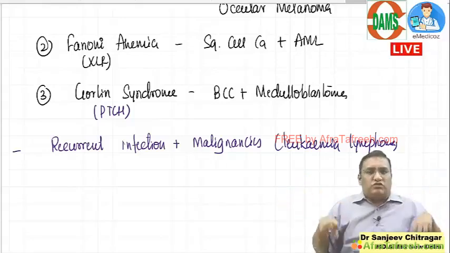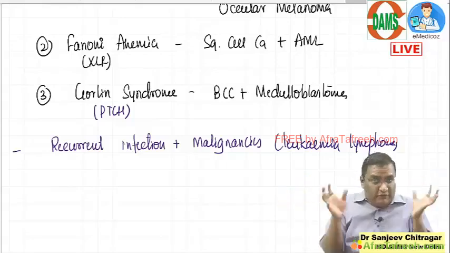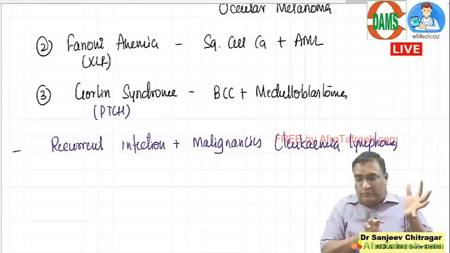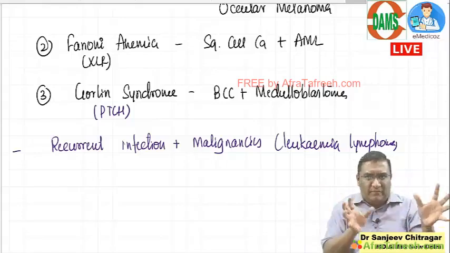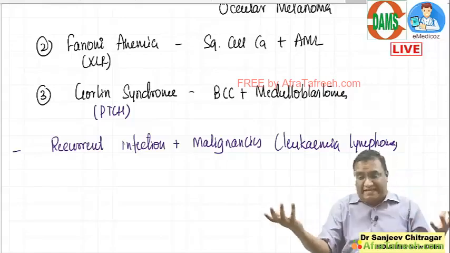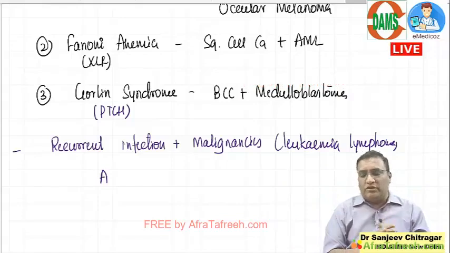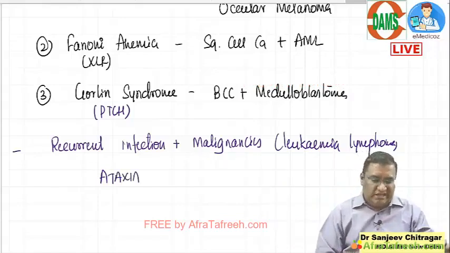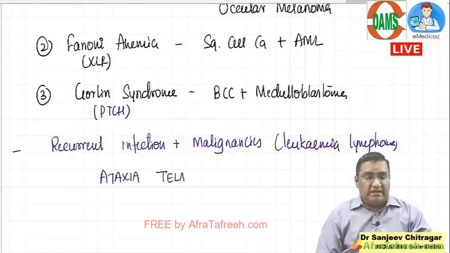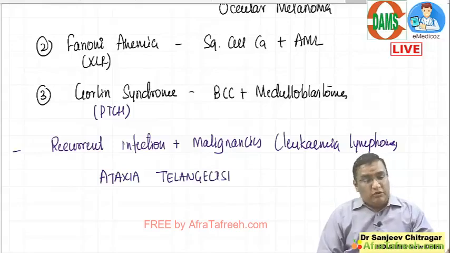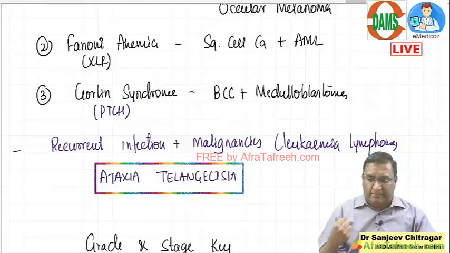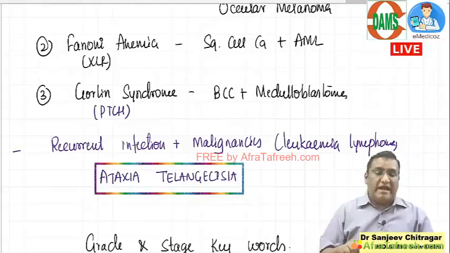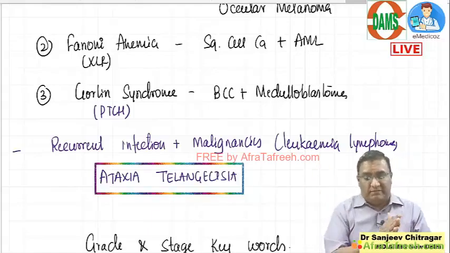Examiner will not use this word ataxia straightforwardly because you will end up making a diagnosis. He will try to modify it, like abnormal gait, or he might end up describing the ataxic gait itself, and that will be your ataxia telangiectasia. Ataxia telangiectasia is a combined immunodeficiency disorder. It will have dilated capillaries, telangiectatic patches, ataxia will be there, and also leukemia, lymphoma will be there.